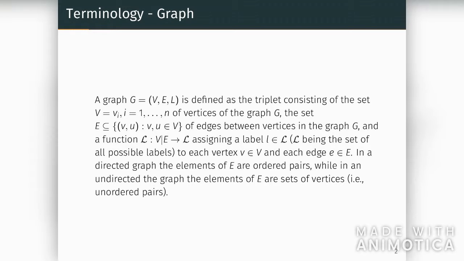Before we explore the project in depth, let's say in brief some terminology. Throughout this presentation, a graph G is defined as a triplet: vertices, edges, and labels, where two vertices of the graph may be connected with an edge. Each vertex or edge may be labeled. In this presentation, we are only interested in undirected graphs.